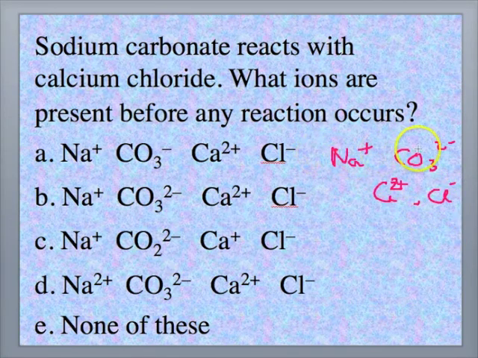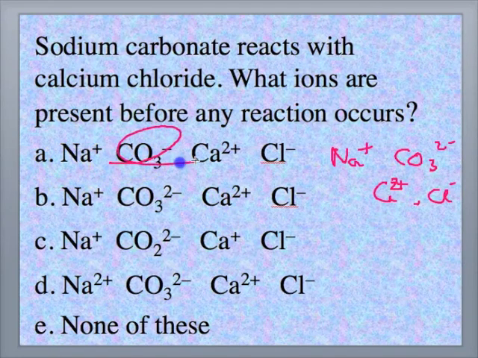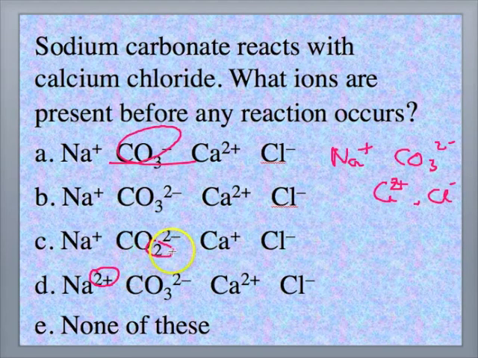Now that I know I have to have all these ions in a particular answer, I can start going through. The first line is out because this carbonate only has one negative and not two, so that's out. Second line is looking good. Third line has a CO2 instead of a CO3 for carbonate. And the fourth line has a 2+ for sodium.